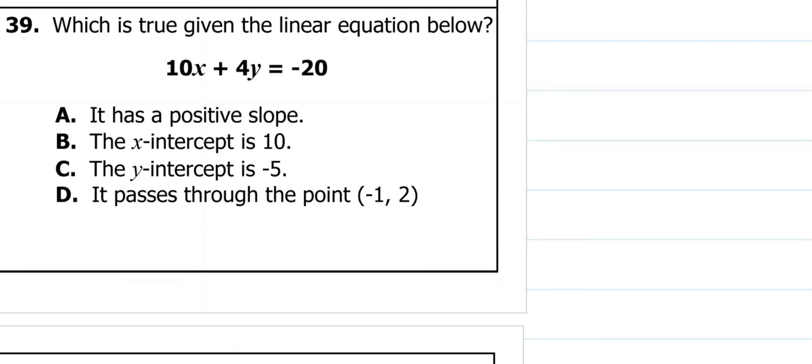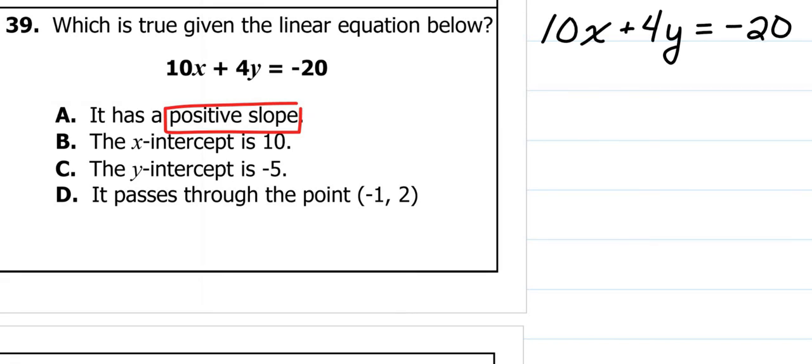Okay, well, starting with A, when it says it has a positive slope, I don't really know what the slope is when it's in this form. I like to look at it in slope-intercept form in order to be able to tell what the slope is. So I'm going to go ahead and convert this into slope-intercept form. Step 1, you're going to rewrite it. So 10x plus 4y equals negative 20.